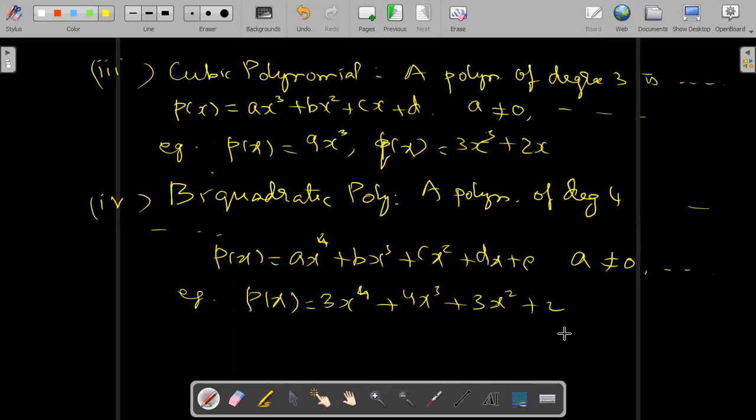So now we will see, next time, on the basis of number of terms. You can see it has one term, two terms, and the last one has four terms. On the basis of their number of terms, we have to define monomial, binomial, and trinomial. So that we will write next time. So that's all for today.